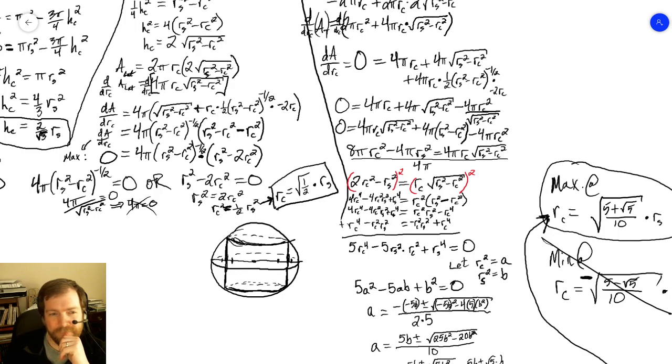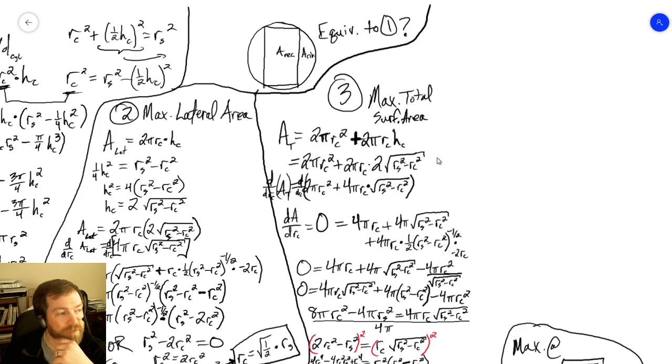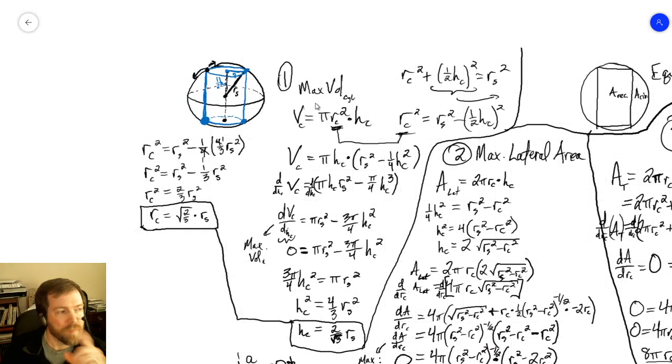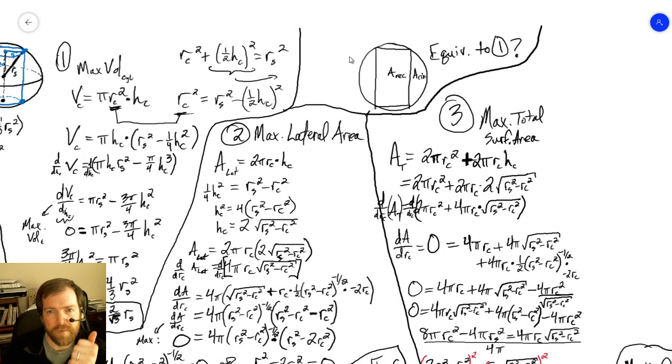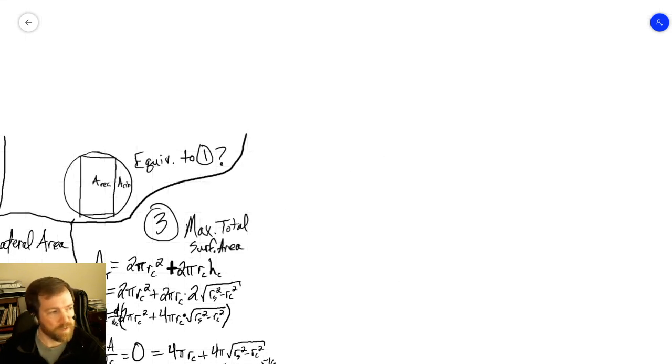Alright, we did want to figure out if this was equivalent to number 1. So if we wanted to find the maximized volume of the cylinder inscribed inside of a sphere, is that going to be equivalent to the maximum area of a rectangle inscribed inside of a circle? So I thought just intuitively that yes might be the answer, but let's actually prove it.